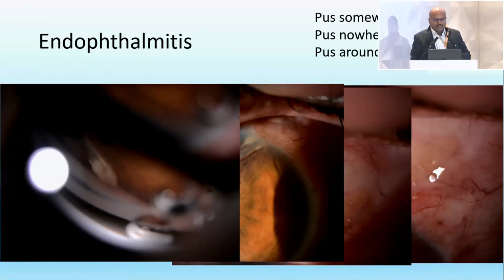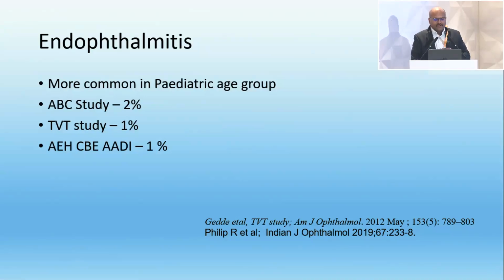And then you put the gonioscope, you see a cuff of pus all around the tube. So this has to be explanted. This was published in Ophthalmology Glaucoma as a picture and perspective. So endophthalmitis, you have a very high chance in the pediatric age group.